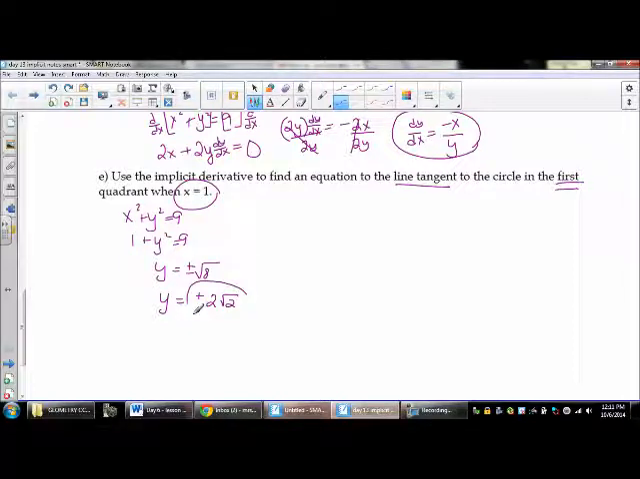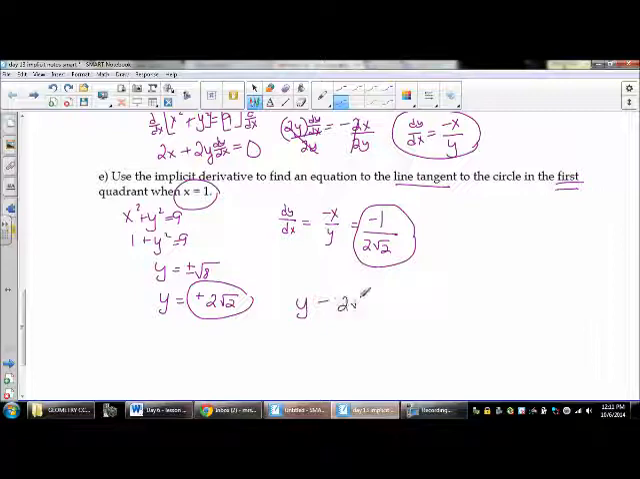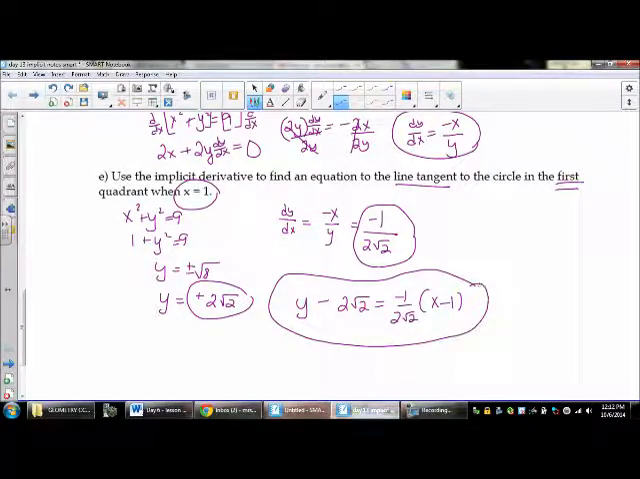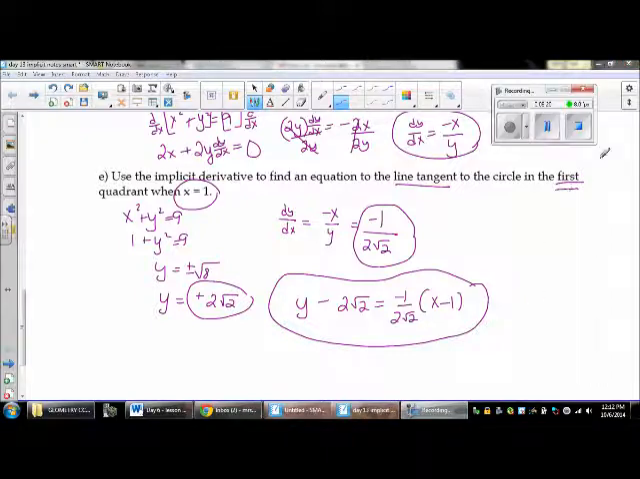So there's a y. There's an x. Now I need a slope. So I'm going to use my derivative, dy/dx equals negative x over y, which in this case is going to be negative 1 over 2 root 2. So there's my slope. y, x, slope, the three pieces I need. y minus y1 equals m times x minus x1. And there's the equation of my tangent line. All right, so I'm 6 minutes in.